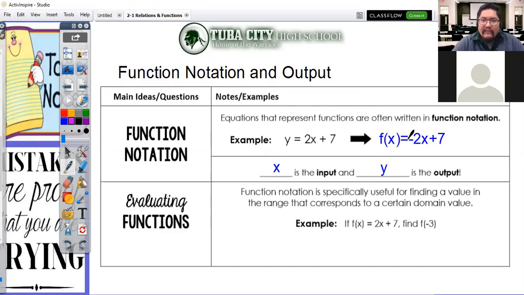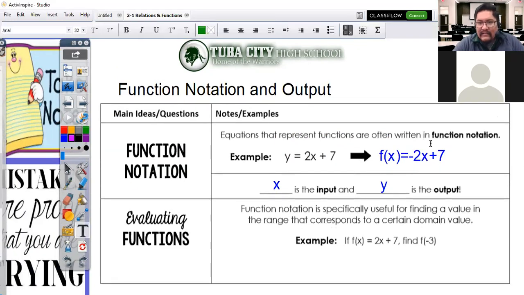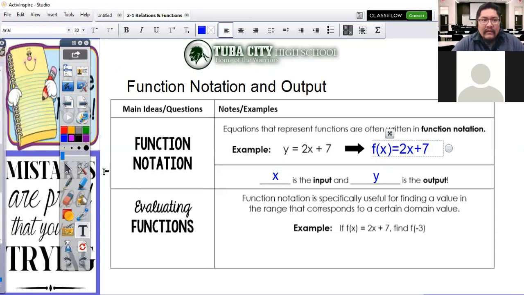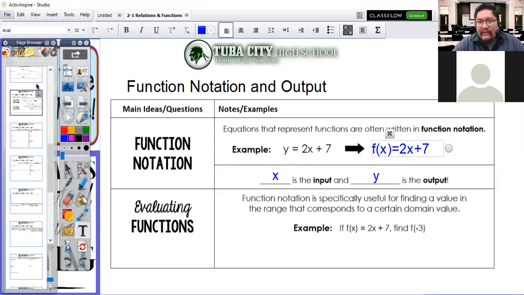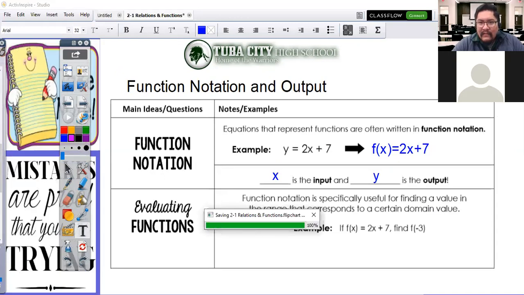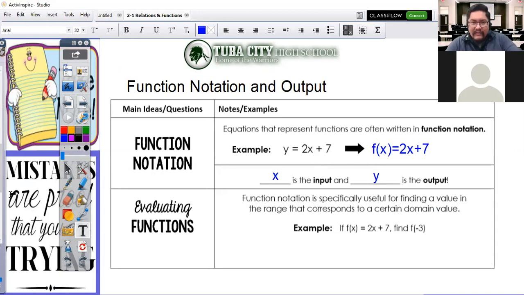And over here I have the same thing. Actually, it's not exactly the same thing. It looks like there's a typo here, because there's not supposed to be a negative there. But it is the same thing, 2x plus 7, 2x plus 7. The only difference is that we replaced y with f of x. We write it this way so it's a little bit easier to read, so you can easily spot your inputs and outputs. x is the input and y is the output.